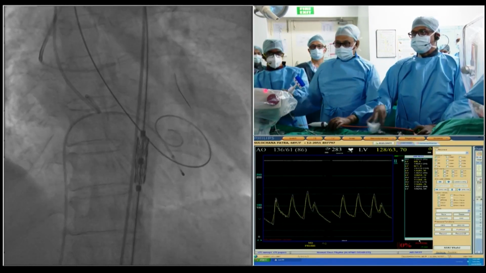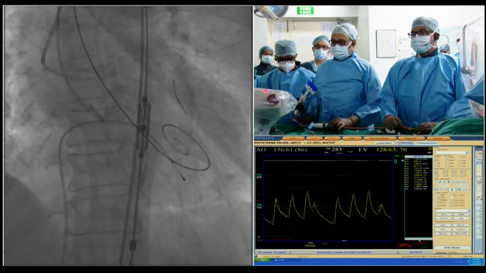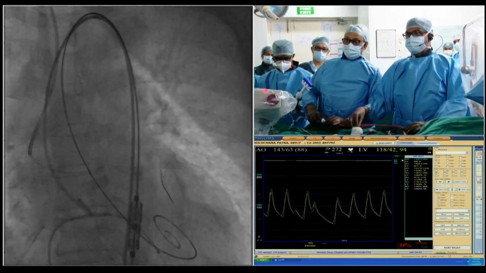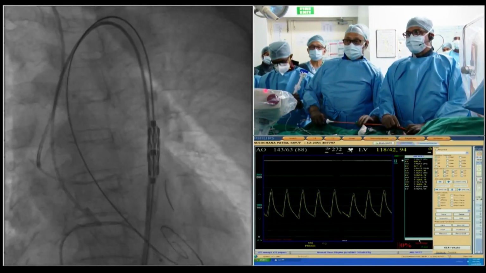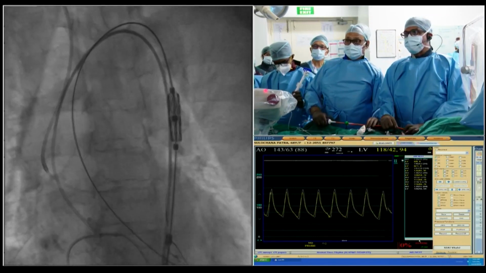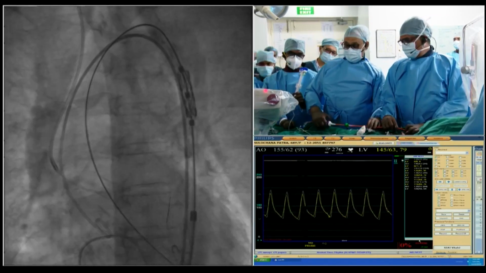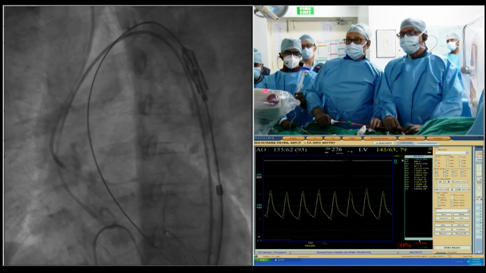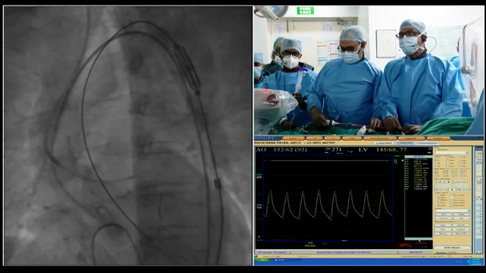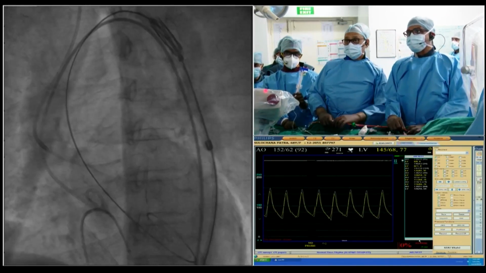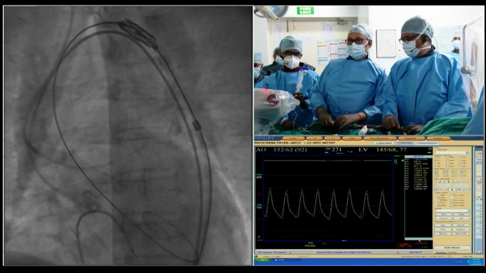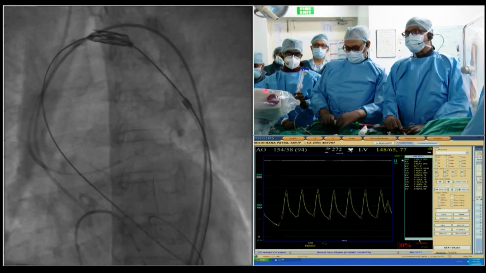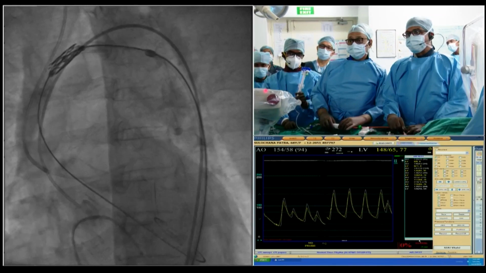Yeah, we are out. Okay, we are out. Do you want me to rotate? Yeah, rotate, and let's go to the deployment angle, please. Okay, more. LAO 10 cranial something. More right rotation? That should be okay? Yeah, more. Okay. Go to 50%. It's more than 50%. Yeah. Okay, good.